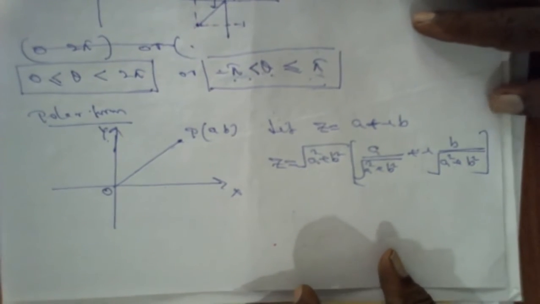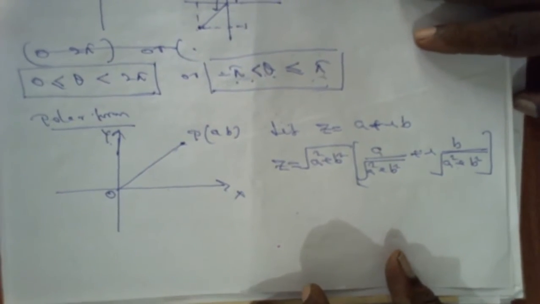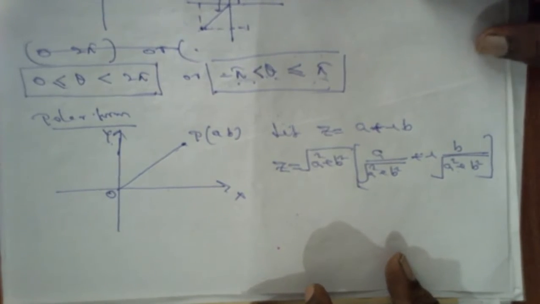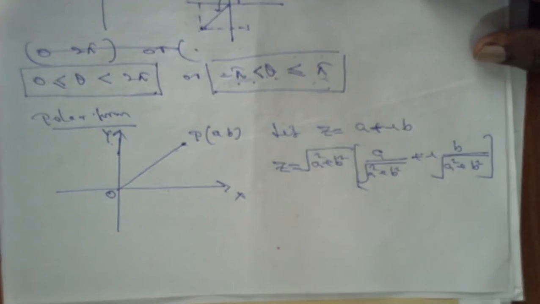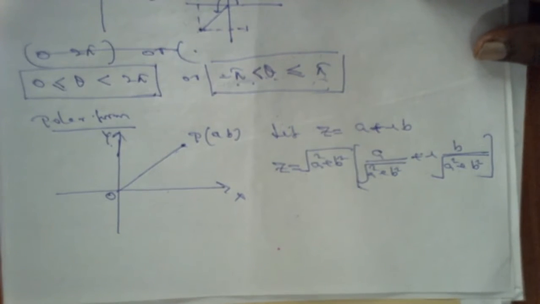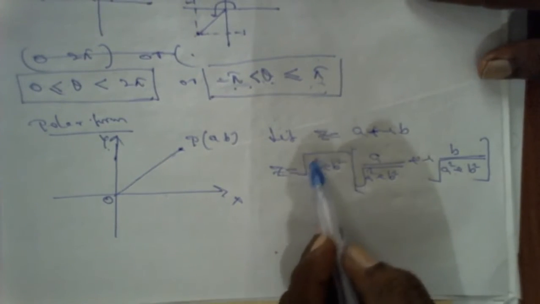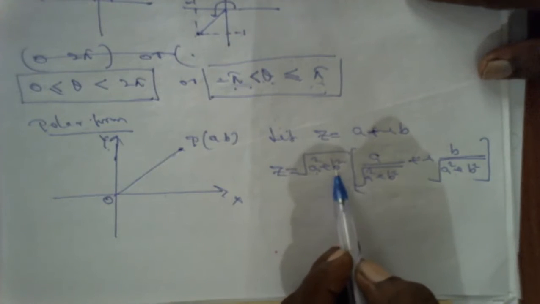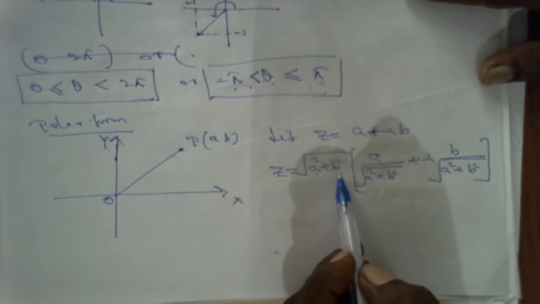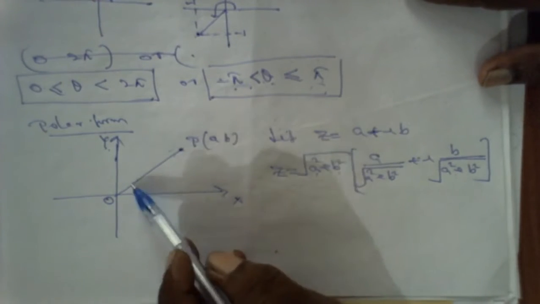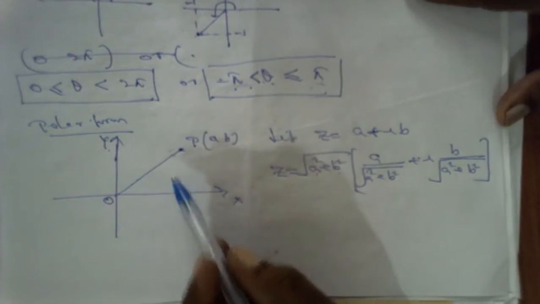Can you tell me what I did here? So multiply the top and the bottom by the square root of a squared plus b squared. The square root of a squared plus b squared is the modulus of this complex number, the modulus of Z. That is the length OP, right?